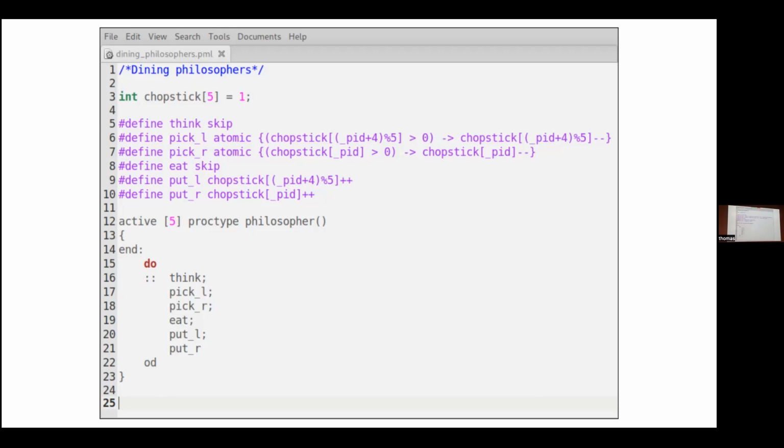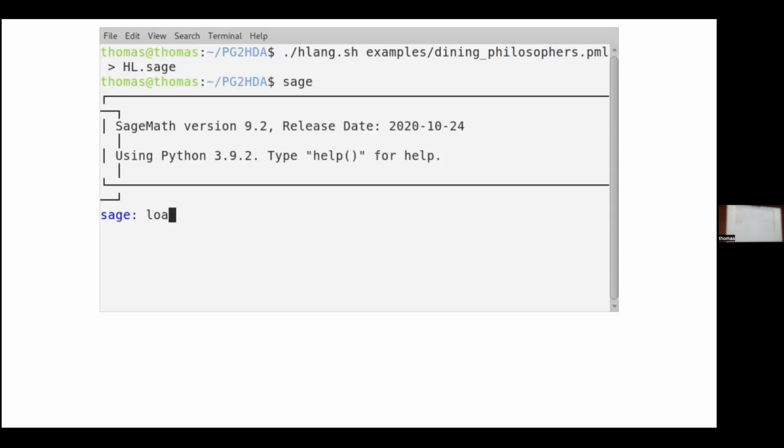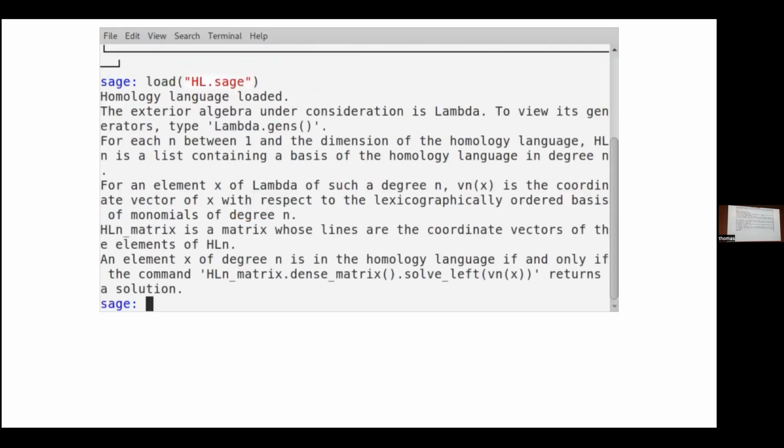And then put the left chopstick down and put the right chopstick down increase these variables again from 0 to 1. Okay. And now we can compute the homology language mod 2, with Z2 coefficients, so there are no problems with signs in the differential of the chamber. I'm using this command, which calls these programs and writes the homology language into a file, hl.sage, which we can load into Sage. And with load, okay, the homology language is in Sage.